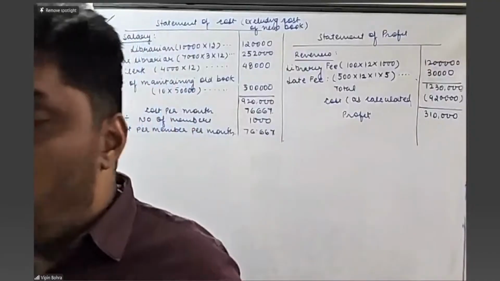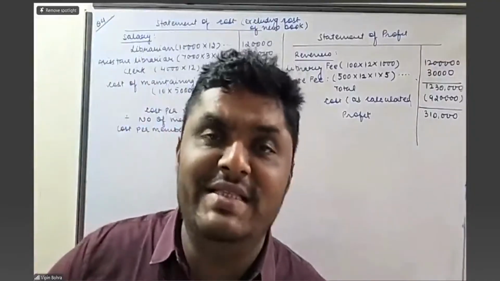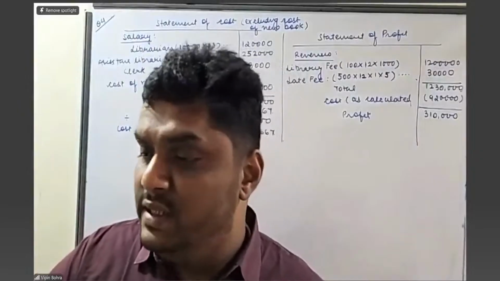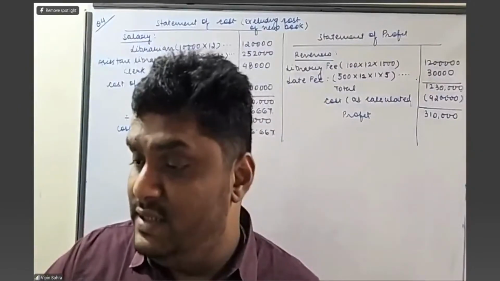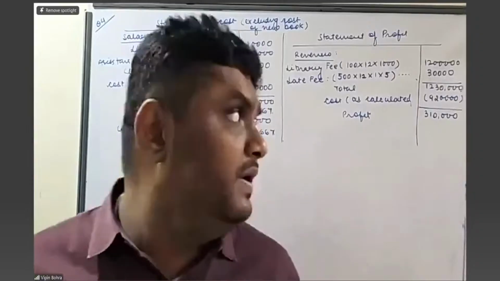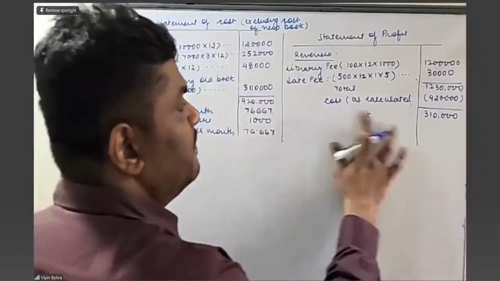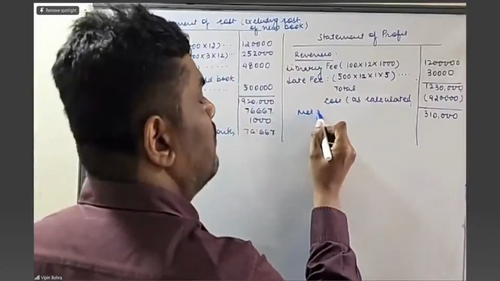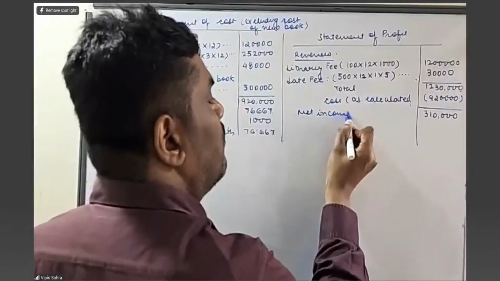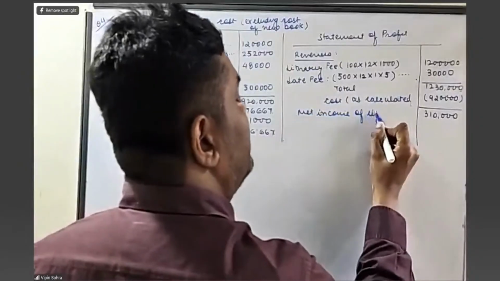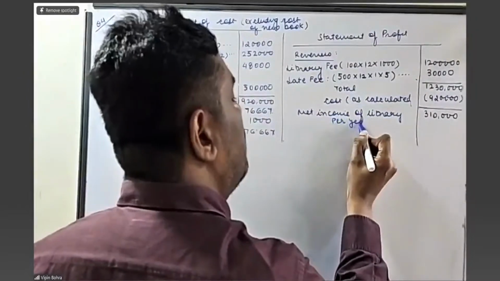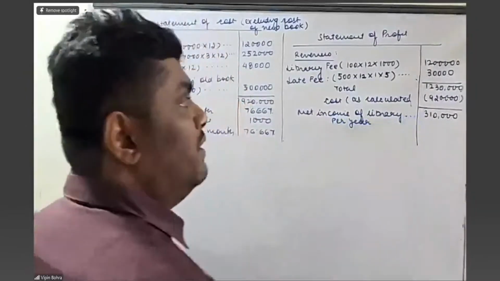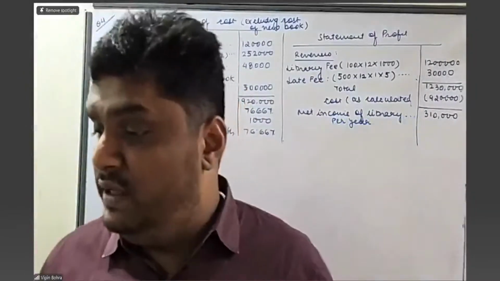I have not taken the cost of new books. Basically, it's an asset and investment, not an expense. So I have not considered the cost of new books. Anyways, so the net income from the library per year. So net income of library per year. So this is what the net income of library is for the year.